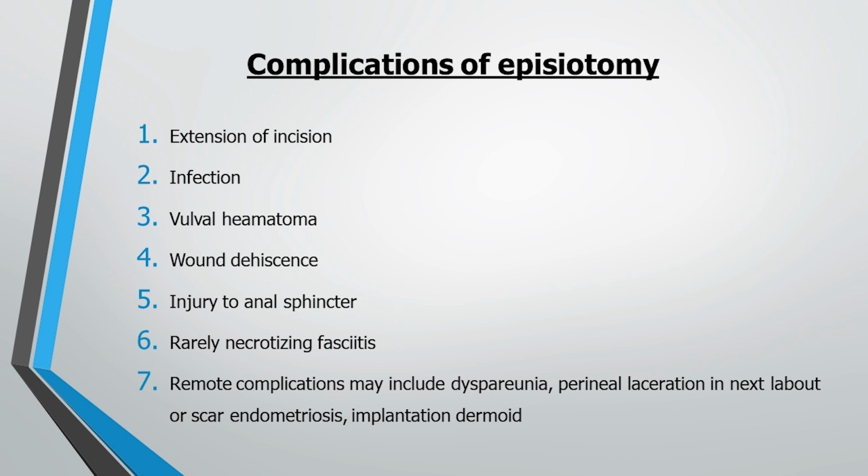There could be wound dehiscence. There could be injury to the anal sphincter. Occasionally, there could be necrotizing fasciitis. And one of the long-term complications is dyspareunia, painful intercourse as a result of excessive scar formation. And then there could be perineal laceration in the next labor, or a scar endometriosis or implantation dermoid. All these could arise, both acute complications and late complications.